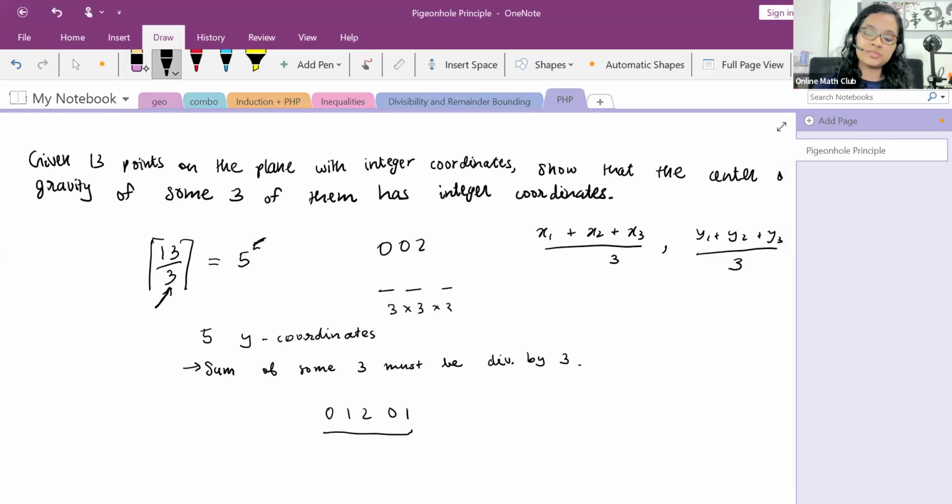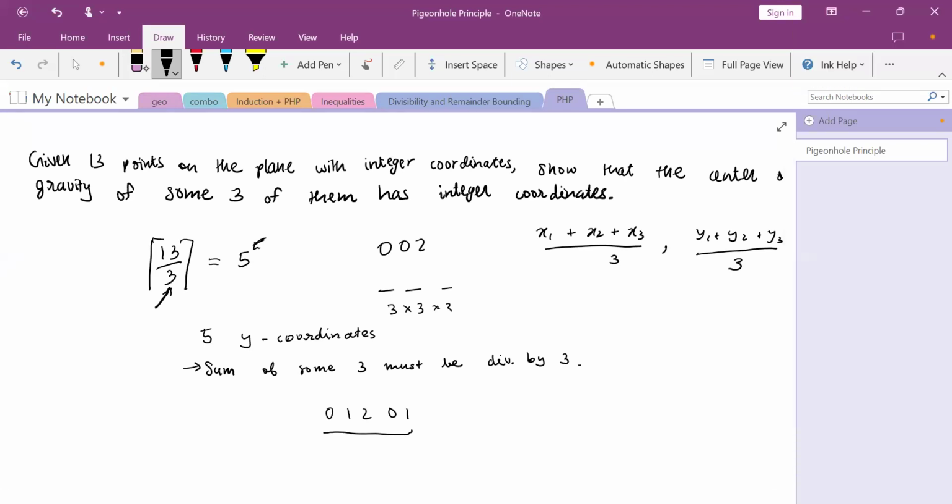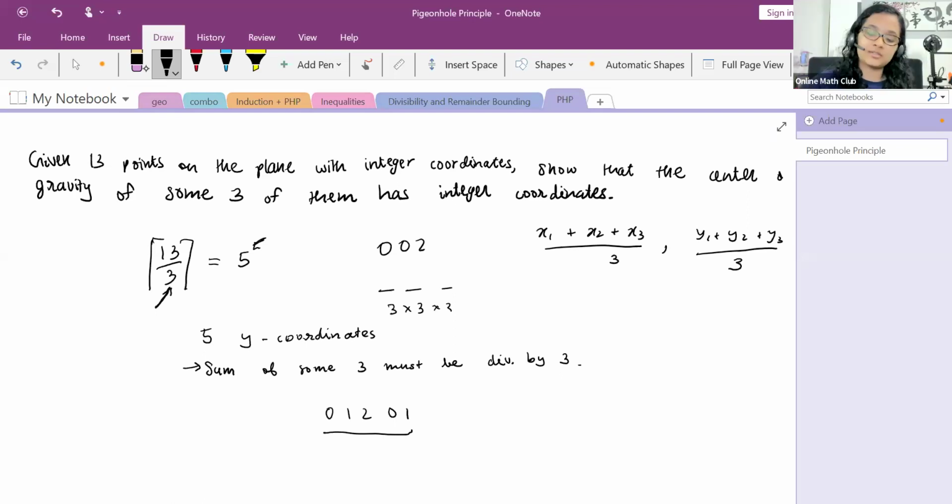You want some three of them such that the sum is divisible by 3. There will be at least one 1 and one 2, no? So there also be, yeah, equal to exactly 0. Yeah, so if there are three different values mod 3, then you can have a 0, 1, 2, and that is fine. If not, then you have only one or two values. And then you can apply the pigeonhole principle.